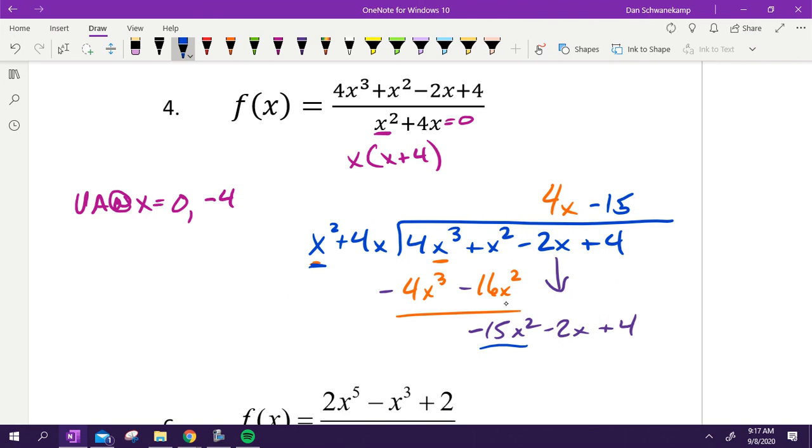This is an oblique asymptote. This is my answer. It's in the form y equals mx plus b. So I have an oblique asymptote at y equals 4x minus 15. Once you've got it in that form, you can be done. Okay, if you want to keep doing it, great. But I'm not going to because it seems silly to do it when you already have your answer.